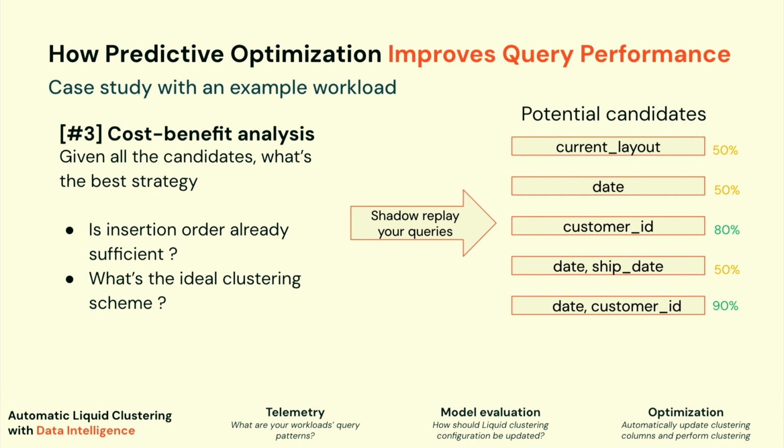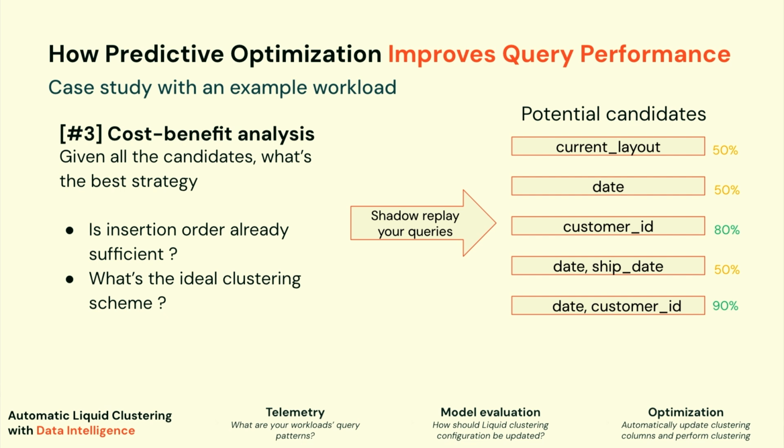Let's look at the resulting pruning rates. We knew the current layout, for example, here was at 50%. And even if you're clustered by date, it would have still been at 50%. Looks like if you're clustered by customer ID, for this query pattern, it would have been at 80%. And date and customer ID would have given us 90%.